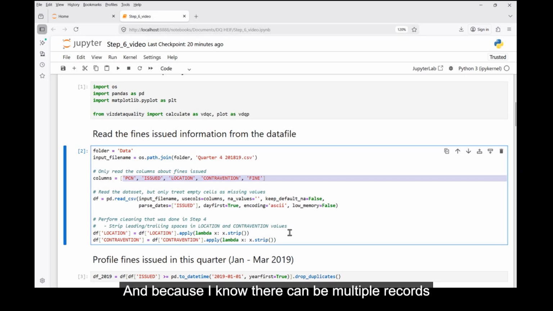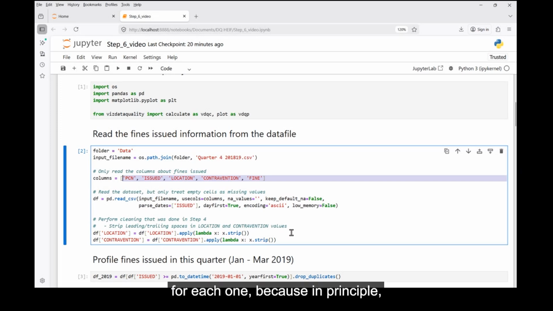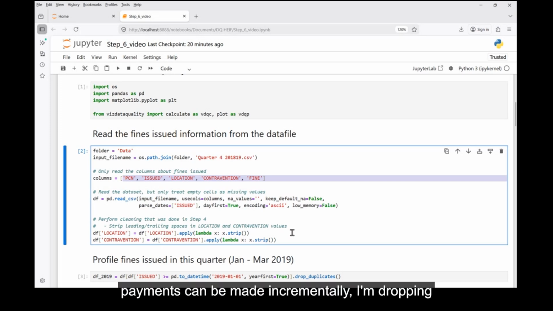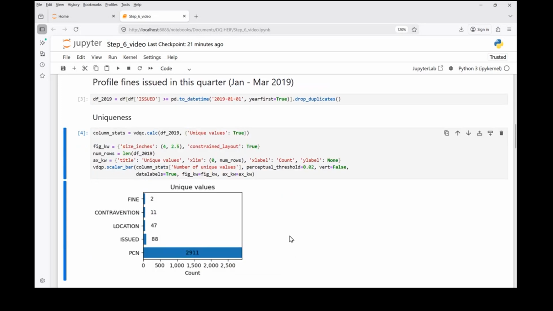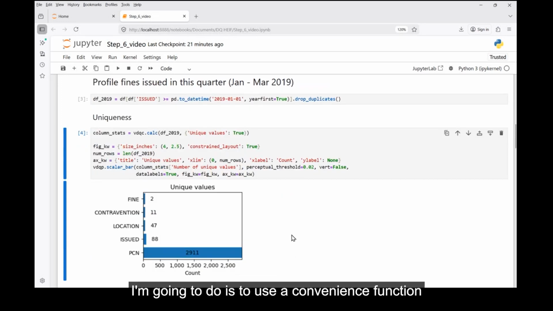And because I know there can be multiple records for each one, because in principle payments can be made incrementally, I'm dropping any duplicate rows. The first profiling I'm going to do is to use a convenience function in Viz data quality to calculate various statistics and then to use those to plot the number of unique values in each of the variables.